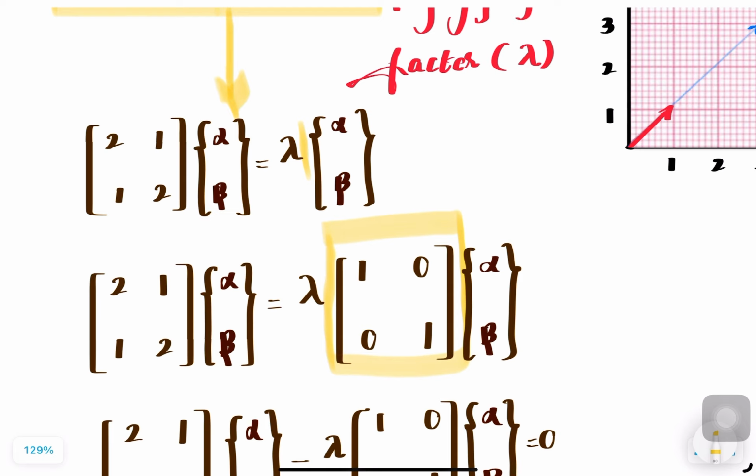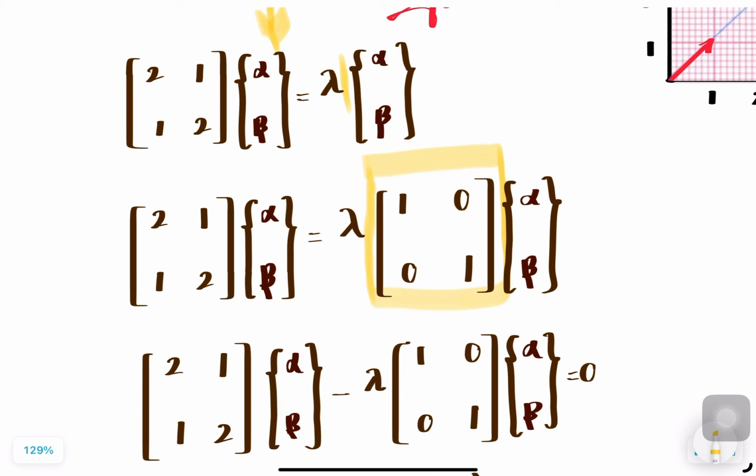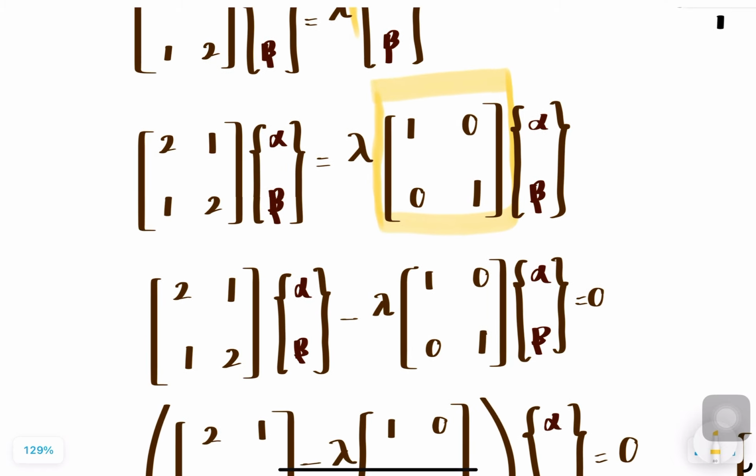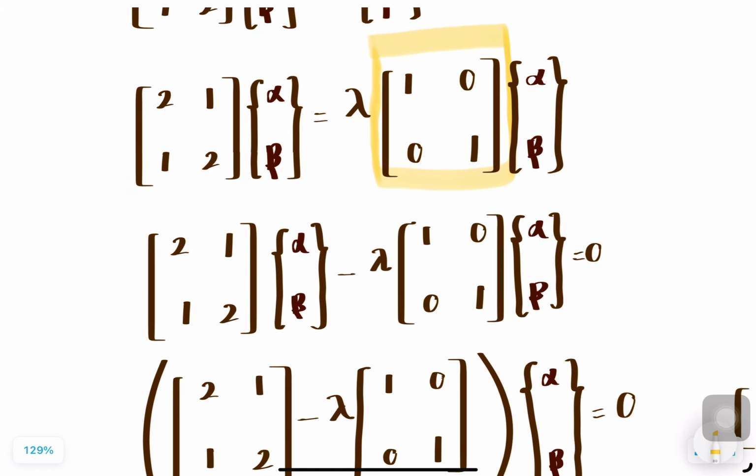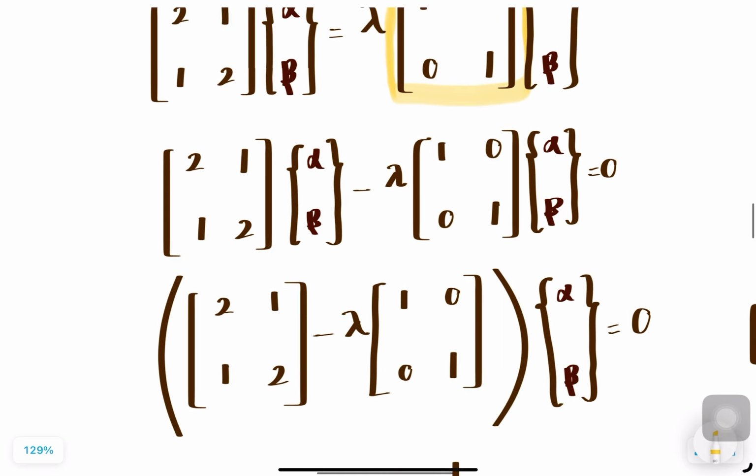Now what I'm going to do is take the right hand side term and bring it to the left hand side, so the right hand side becomes 0. You can see that in this step I have brought the right hand side to the left hand side, so the right hand side is equal to 0. And again, you could see that I'm taking the alpha beta terms common. So there you can see this alpha beta is taken common, and the right hand side is equal to 0.